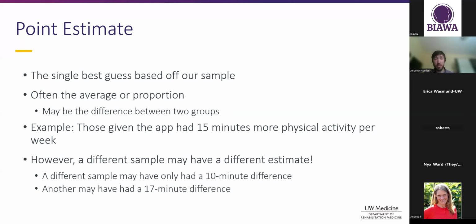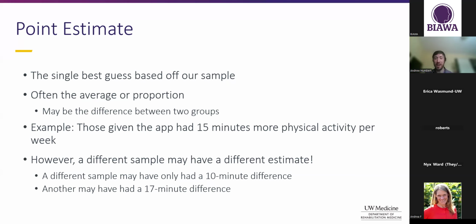And going back to my app example, that could be, among those who are given the app, we found that there was 15 minutes higher physical activity compared to those who did not have the app. Again, this is a made up scenario, but that would be something like a point estimate that we may see. Oh, we see those with the app had 15 minutes more physical activity per week in our sample. But it's really important to note that, even though this point estimate is our best guess, we're not generally really confident that this is the exact value.